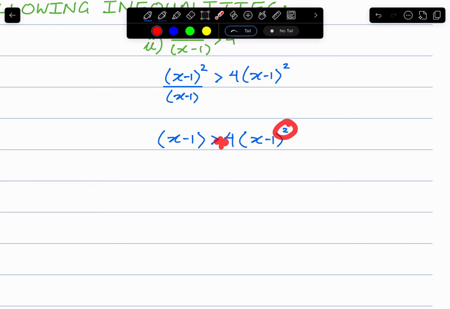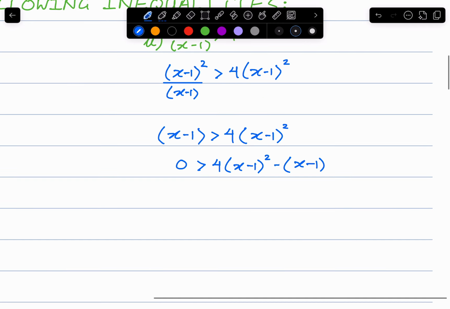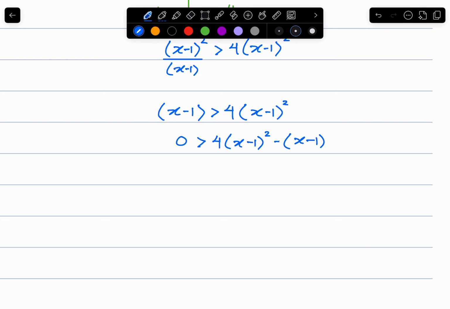Now, before you think to expand everything on the right-hand side, I'm going to move everything so that this x squared remains positive. So it'll become 0 is greater than 4x minus 1 squared minus x minus 1. Now, the reason why I did that is it makes the factoring of this a lot easier. So I can factor out this entire group.